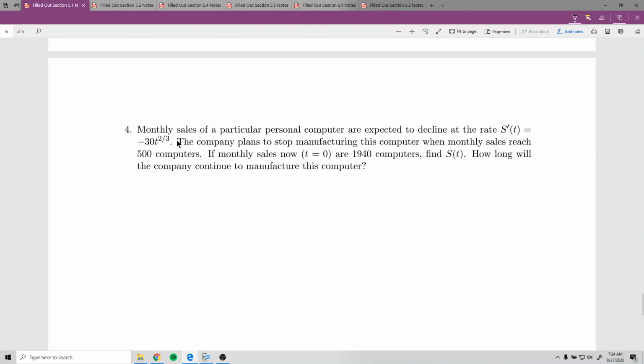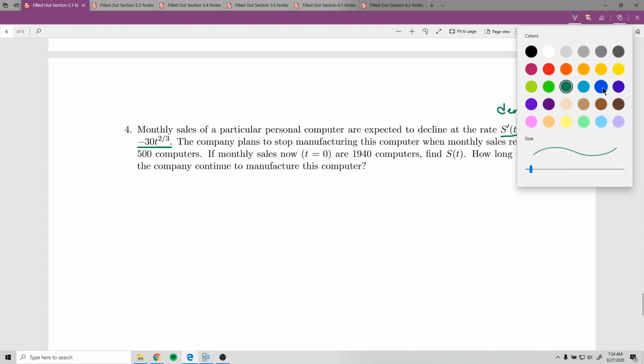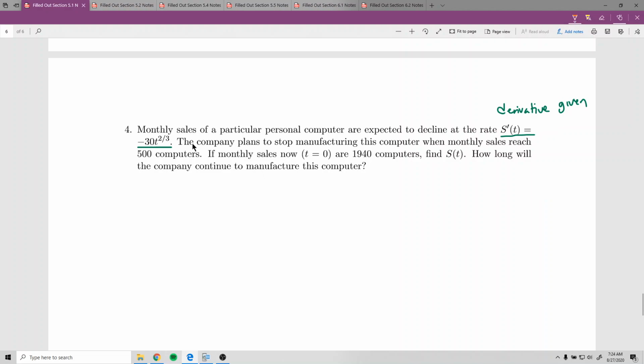for business, at least. All right, so number 4 here, it says the monthly sales of a particular personal computer are expected to decline at the rate s prime of t equals -30t to the 2/3. So they're giving us the derivative, and they told us rate anyway. So, either one of these is saying they're giving us the derivative. If we're given the derivative, we're probably going to integrate it, especially if we're in this section. The company plans to stop manufacturing this computer when monthly sales reach 500 computers.